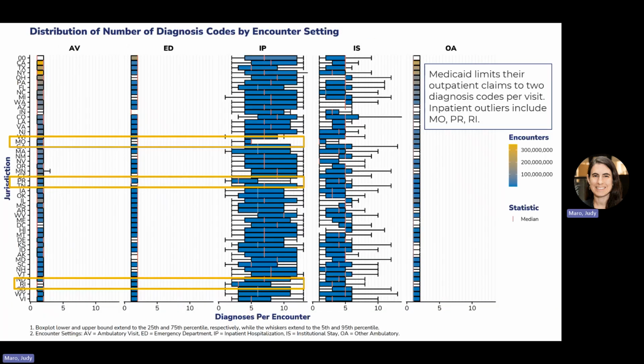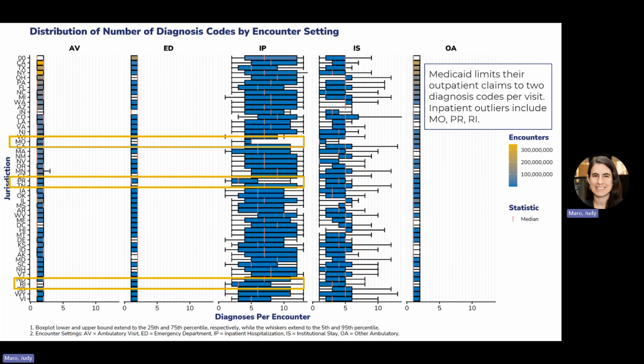So the next thing we're going to look at is the distribution of the number of diagnosis codes by setting. Here we have, from left to right, ambulatory visits, so these are things that we think of as office visits, emergency department visits, inpatient visits, institutional stays, which are things like nursing home visits, and then other ambulatory care. You can think of things like telehealth or other types of care that usually do not involve face-to-face transaction with a provider.